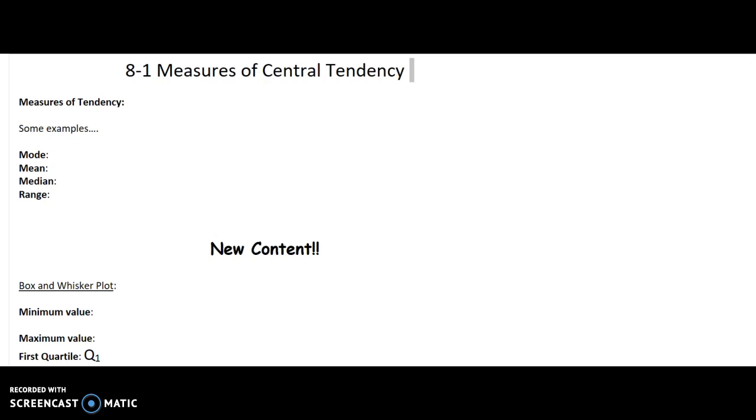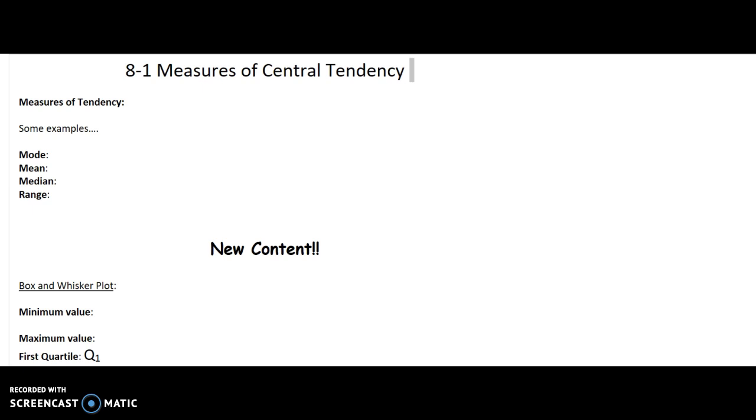Today we're going to do measures of central tendency. This is 8-1, so make sure you label this in your notebook. Make sure to write anything that I write down as well. Remember that with this video, you need to take advantage of the fact that you can rewind me or listen to me again if needed. So let's go ahead and start the notes.